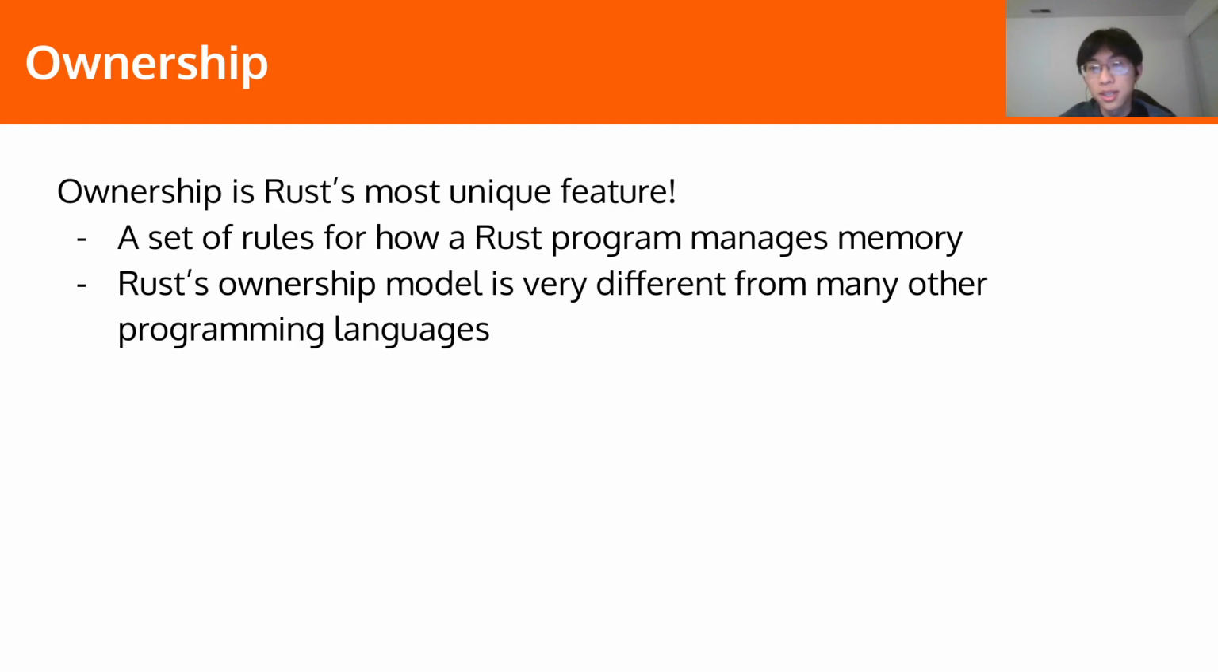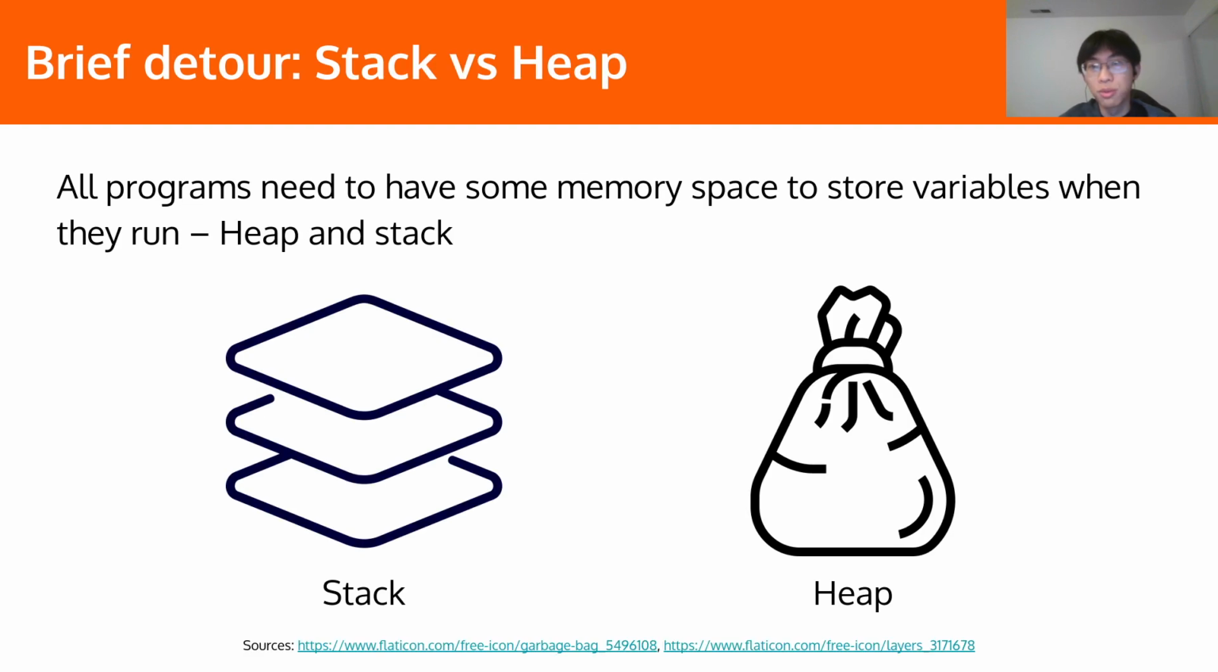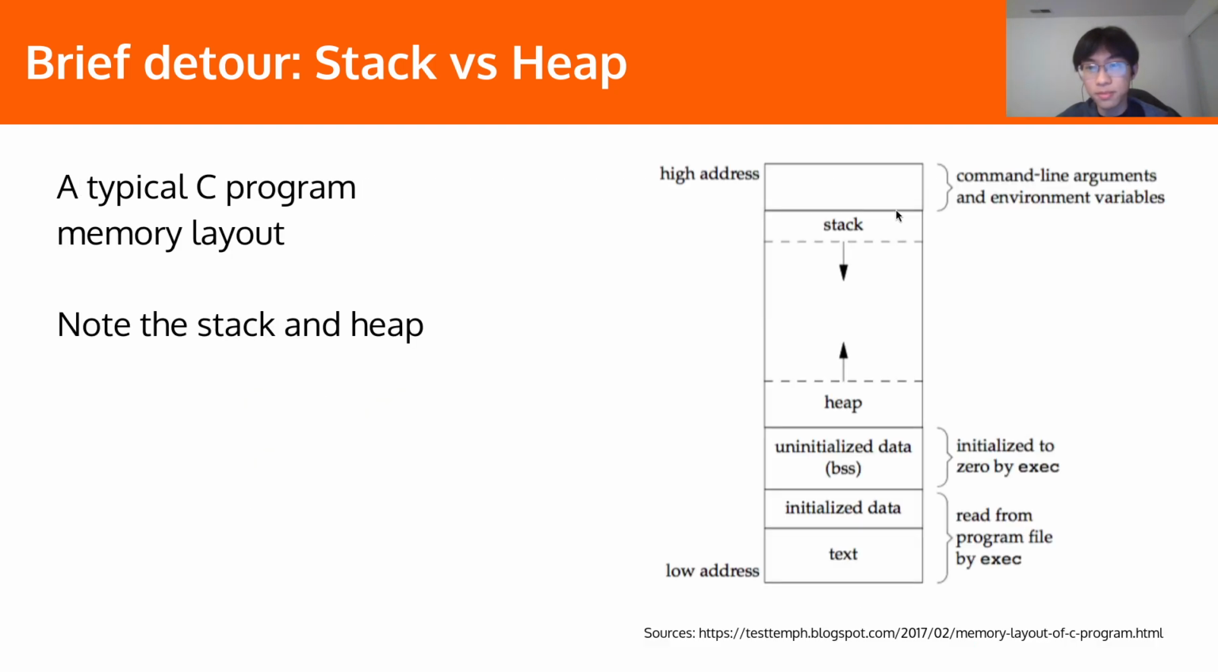And what makes it unique is that its ownership model is very different from how many other programming languages manage their memory, right? So before we talk about the ownership system, let's talk about what memory looks like in a program. You might be familiar that there's stack memory and heap memory, and these are two different places where you can store variables when you run a program.